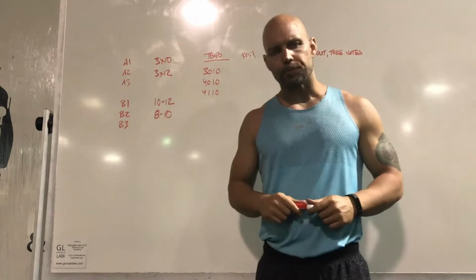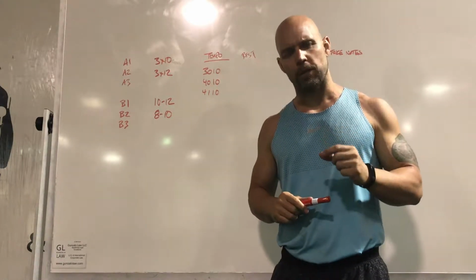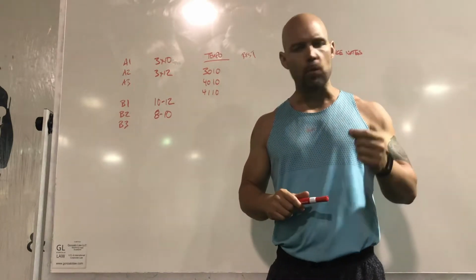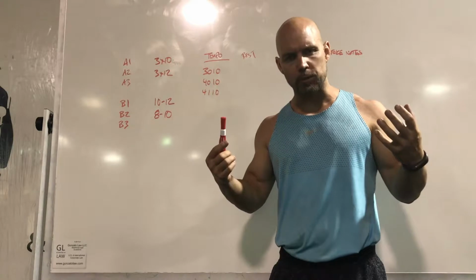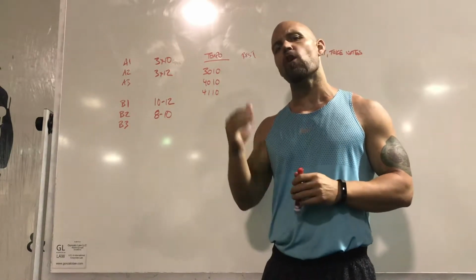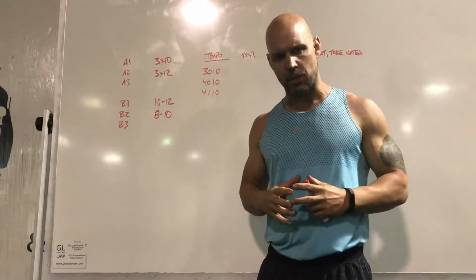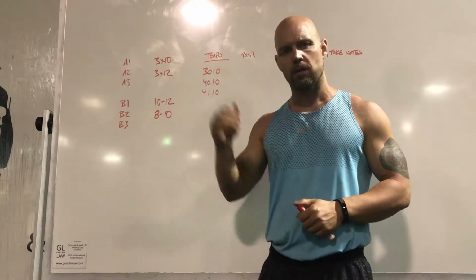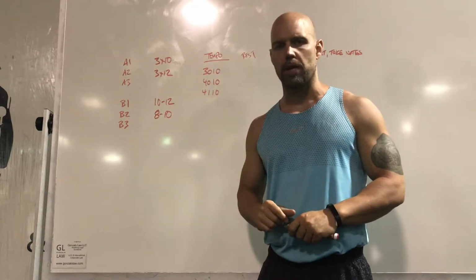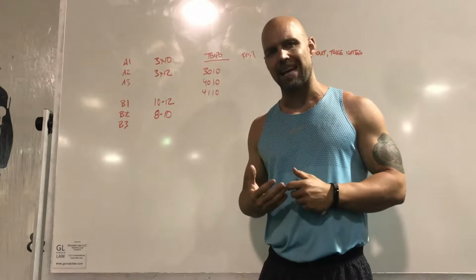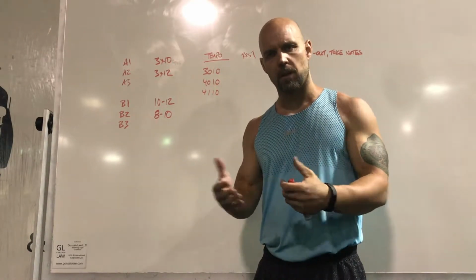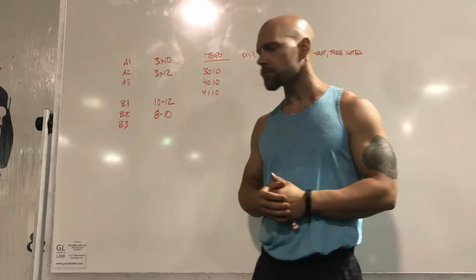For example, you'll see in the programming A1, A2, A3, B1, B2, B3, arrangements like that. What those basically mean is when you see A's, that means all the A movements are done in sequence together. You do A1, you move to A2, you move to A3, and then you take your rest. And you do all the sets of the A series before you move on to the B series. That's essentially what that means.